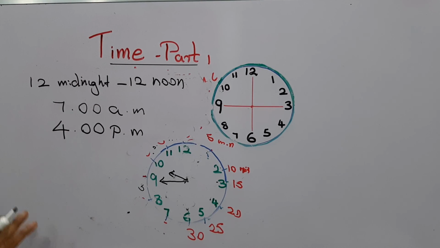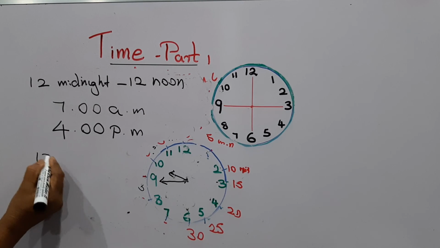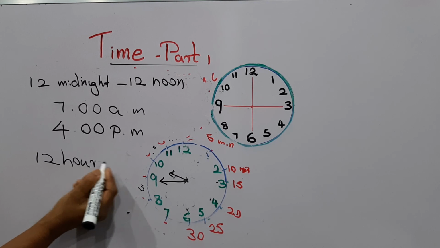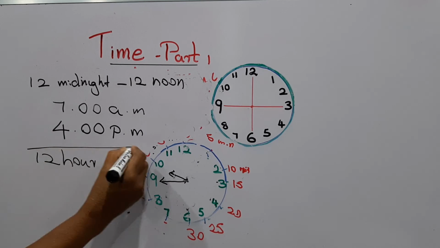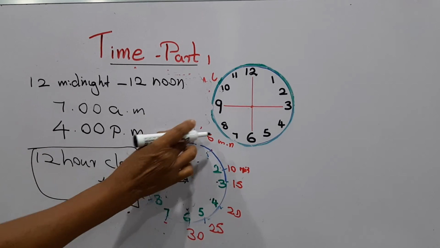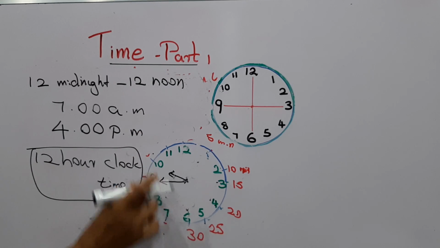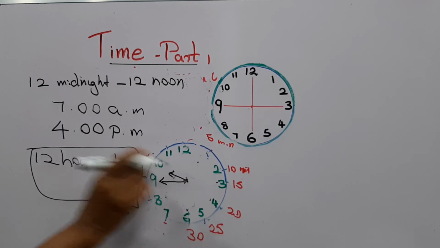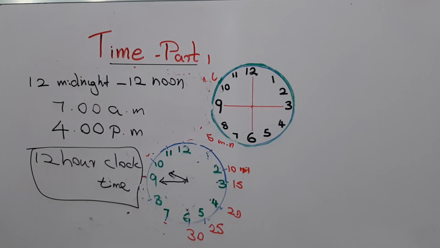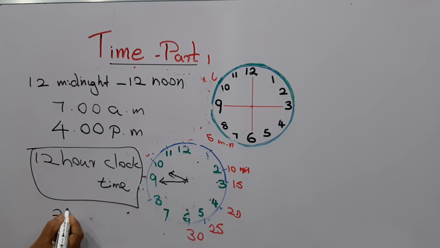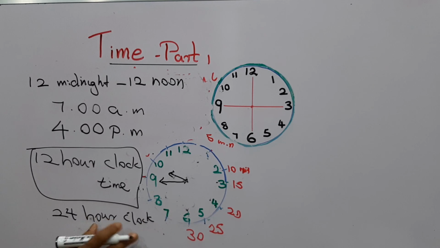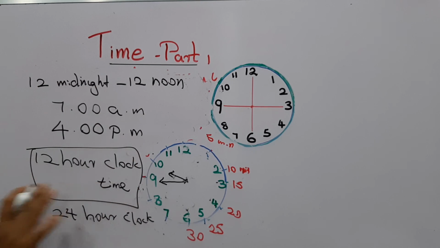Okay. Now today we learned about 12-hour clock time. We learned about the 12-hour clock time because we discussed 12 numbers on this clock face. That is under part 1. In the next lesson, under part 2, we are going to learn about 24-hour clock time. That is the standard time we use as digital time.